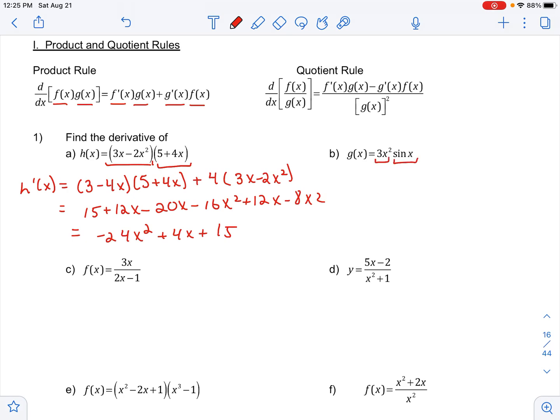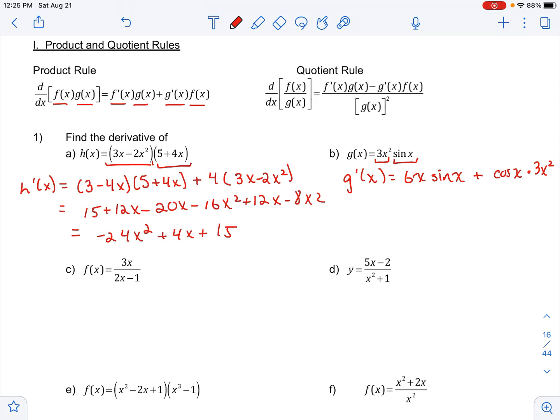So in this case, your two functions would be the 3x squared and the sine of x. So product rule says you take the derivative of the first, which in this case would be 6x, times the second, plus the derivative of the second, which is cosine of x, times the first. Make sure you put that times sign in between the cosine and 3x squared, otherwise it looks like it's cosine of x 3x squared, which it's not. Okay, so that's the product rule.